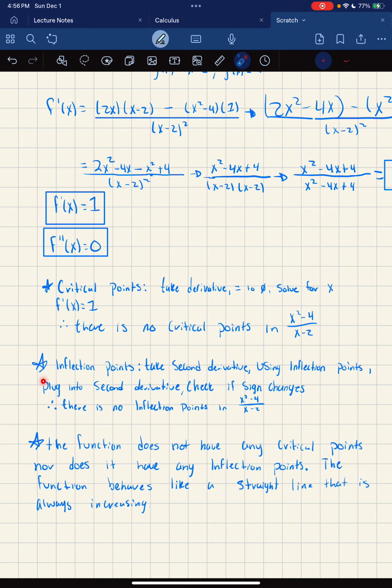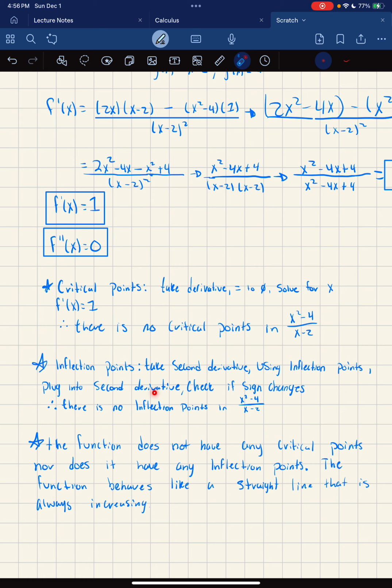Now inflection points, I had to take the second derivative, set it equal to 0, find my inflection points, and then using those inflection points, I plug them into the same second derivative and check if the sign changes to see if any part of my intervals increase or decrease. But since there are no inflection points, I wasn't able to do that.